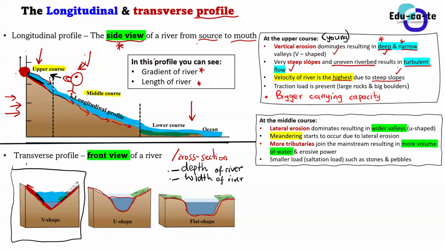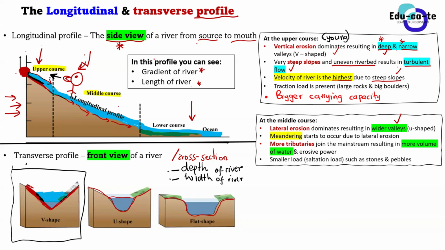Lateral erosion. All right. So, grade 12, at the middle course, lateral erosion is dominant, but at the upper course, it is vertical erosion that is dominant. And remember, guys, I already explained that lateral erosion causes the valleys to become wider. So they will no longer be deeper, but now they will start becoming wider.